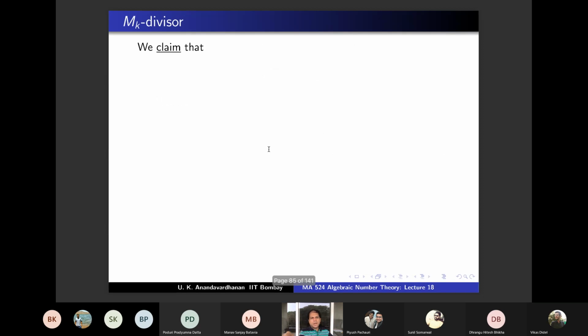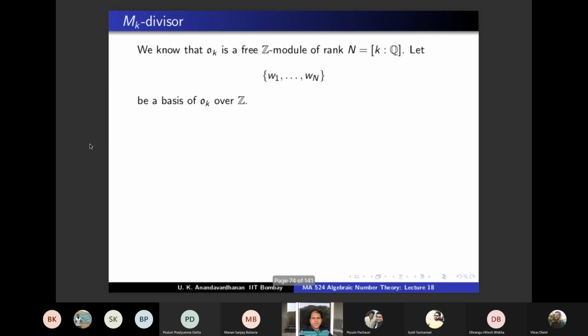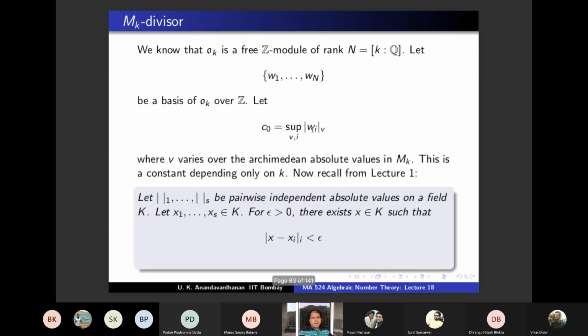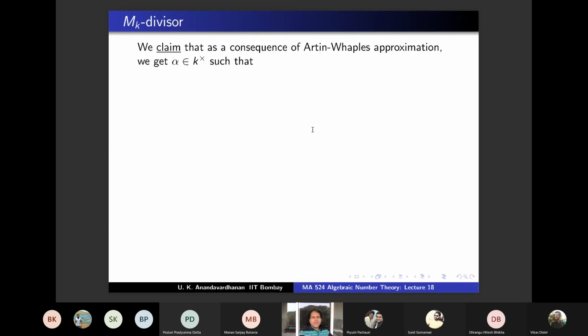And using this, we claim, so this is a claim that I will not prove right now, but assume the claim. We claim that as a consequence of this Artin-Whaples approximation theorem, with the choice of this constant C0, where there's a typo, C0 as capital N times this supremum, you get an alpha in K star. So Artin-Whaples guarantees an alpha such that some simultaneous approximation takes place. You get an alpha in K star such that |alpha|_v times C_v is bounded between C0 and 2C0. This is a claim. Let's assume the claim for the time being.